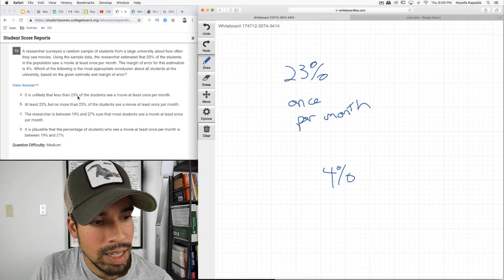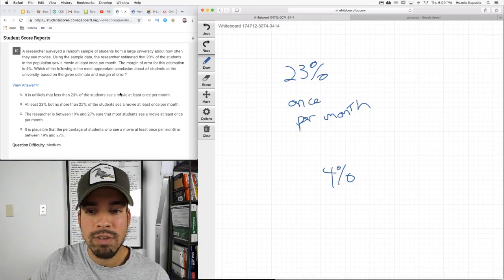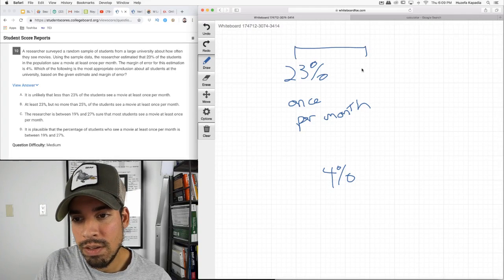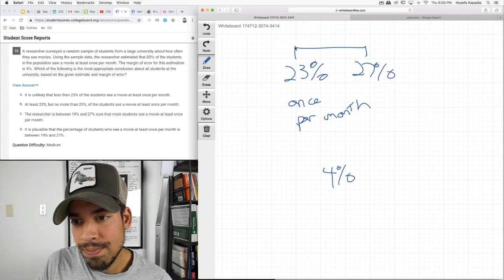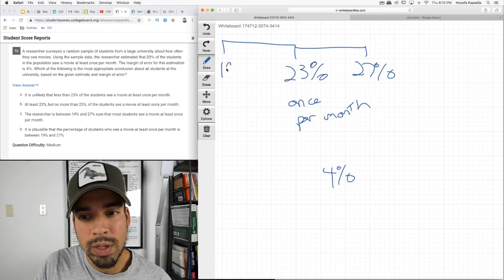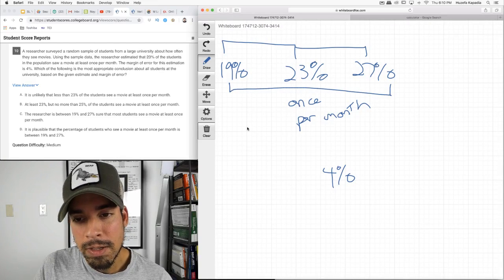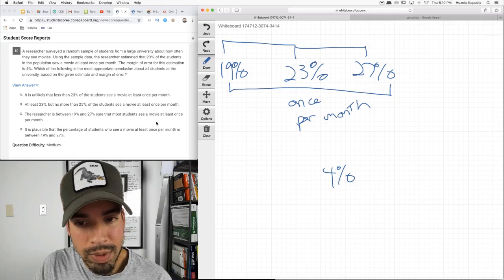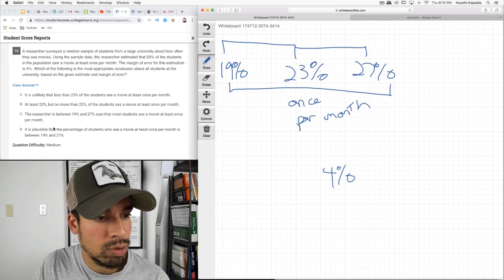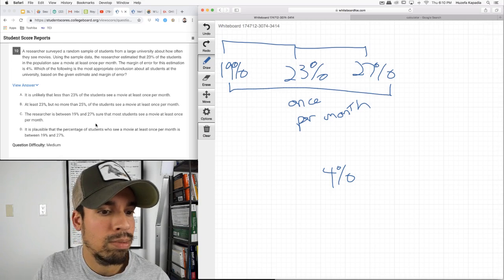It is unlikely that less than 23%. So this doesn't even account for the margin of error. Usually margin of error means this could be 4% on the low side and this could also be 4% on the high side. So really what we know is that the range is somewhere between 19 and 27%. That's what a 4% margin of error means. And I see it right here, 19 and 27. But the researcher is between 19 and 27% sure.